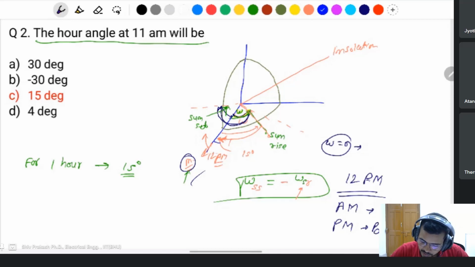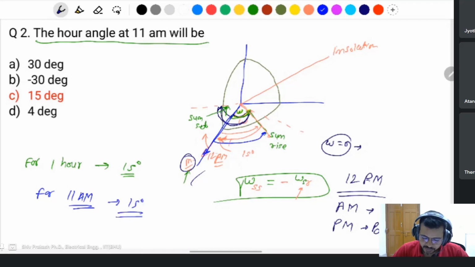From here to here will be the positive angle, and this angle will be noon, 12. Before 1 hour it will be a plus of 15 degrees. After 1 hour it will be a minus of 15 degrees. That's why for 11 a.m., 11 is 1 hour before noon, the angle will be 15 degrees. If you talk about 10 a.m., it will be 30 degrees, plus 30 degrees.